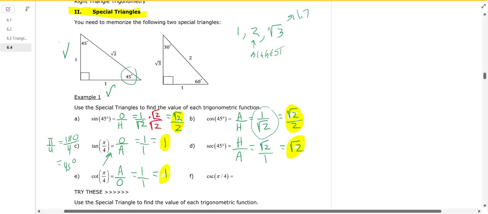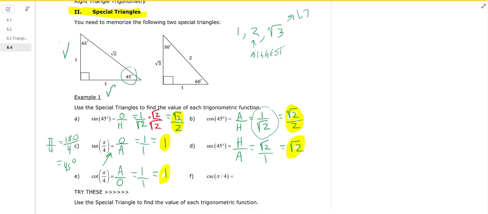And then the cosecant is the reciprocal of the sine. And pi over 4 is 45 degrees. So this one is hypotenuse over opposite. Go back to your sine. Again, hypotenuse is square root of 2. Opposite is 1. So that would give square root of 2 over 1, so that's equal to square root of 2. Okay, so you can deal with special triangles and get these ratios.